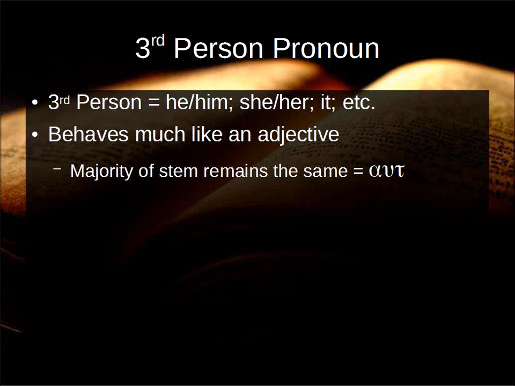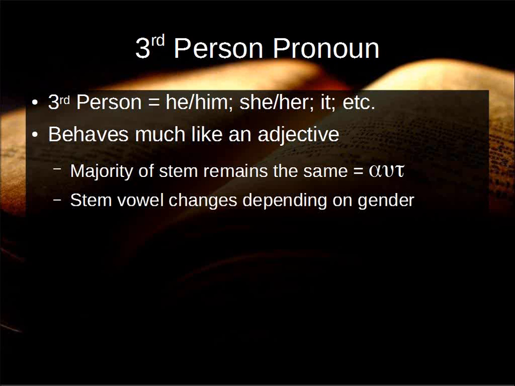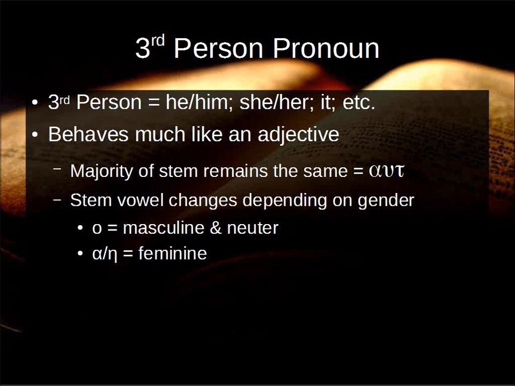It's alpha, upsilon, tau. That remains the same in every form of the third person pronoun. What changes of the stem is the vowel at the end, because that vowel will change depending on the gender. So, for example, if you see an omicron at the end of this stem, it lets you know that it is masculine or neuter. If you see an alpha or an eta at the end of the stem, that lets you know that it is feminine.